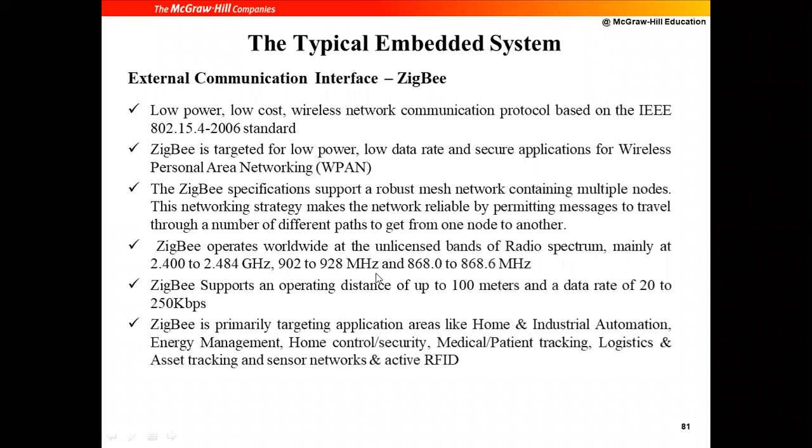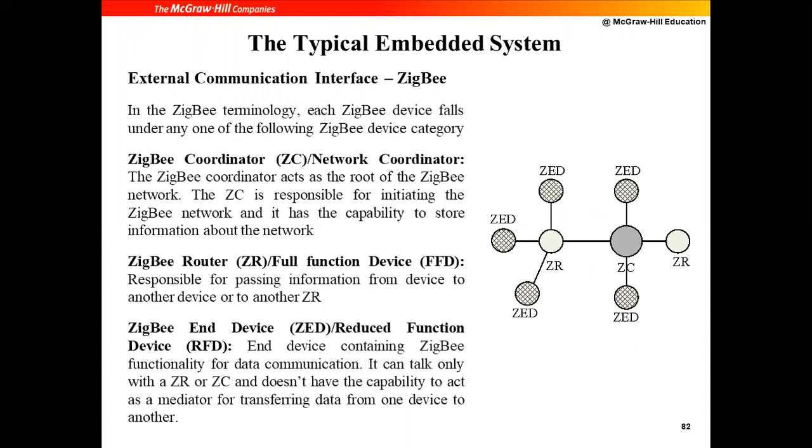And for wireless communication, it can have a maximum distance of 100 meters and a data rate of 20 to 250 kbps. So basically, if we consider the architecture of this ZigBee, here also we have different components. You can observe the main components, what we call the ZigBee coordinator, ZC. We can consider it as the host of the system. We call it a ZigBee coordinator or network coordinator.